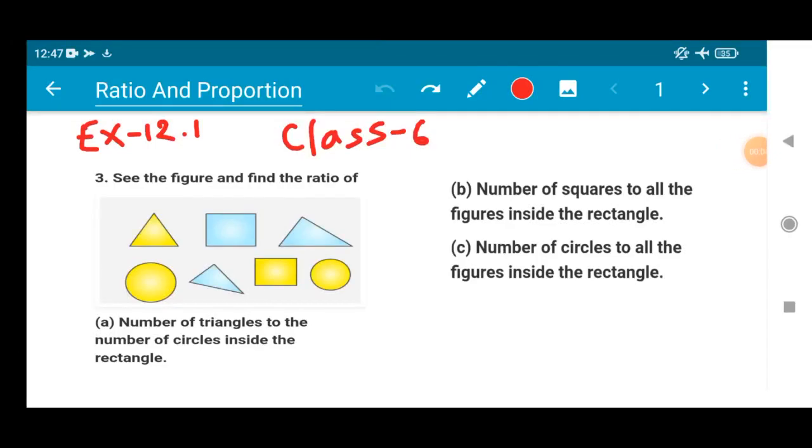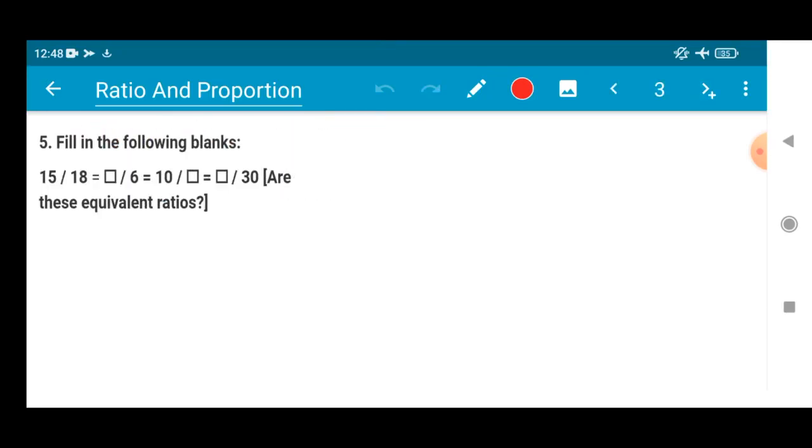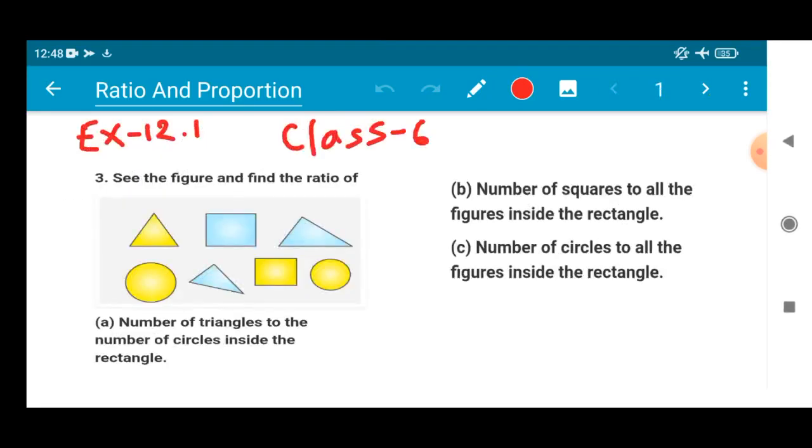So in our last class we have done till question number 2 of exercise 12.1, chapter number 12. I have written, chapter number 12, ratio and proportion. So we will be continuing with question number 3, 4 and 5 in this session. Okay, we will be completing this chapter. Now, what is the question?